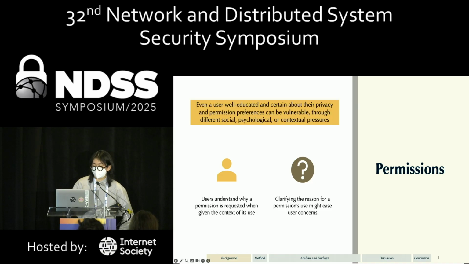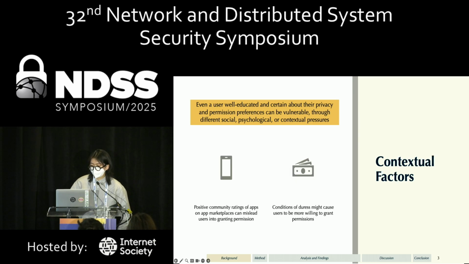But even a user that's well-educated and certain about their privacy and permission preferences can be very vulnerable through different social, psychological, or environmental pressures. So for example, when a user sees that an app is highly rated on the App Store or the Google Play Store, they can feel a false sense of safety and be misled into granting permissions. And when people are under financial duress, such as when they're using mobile loan apps, they're more likely to grant invasive permissions.